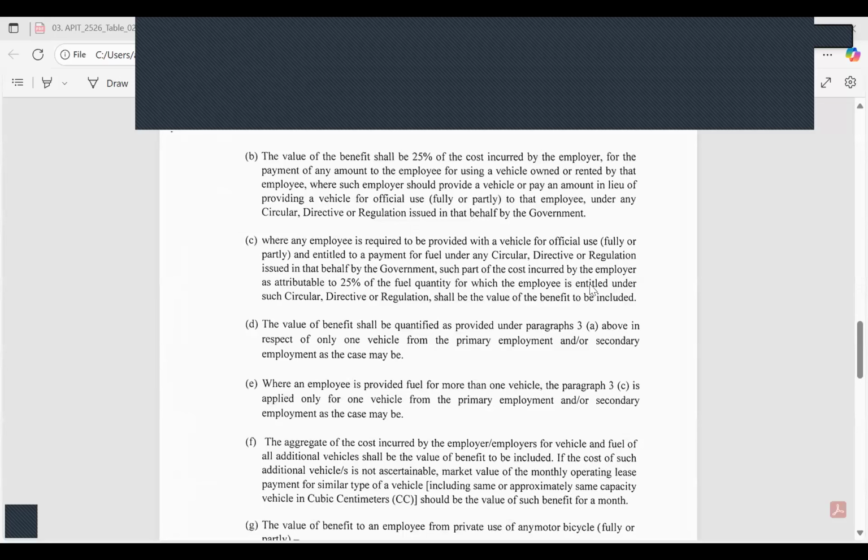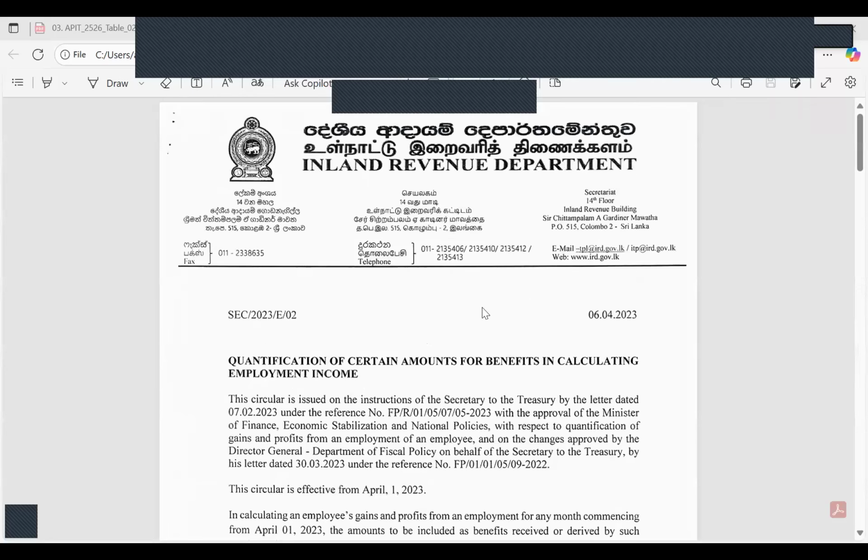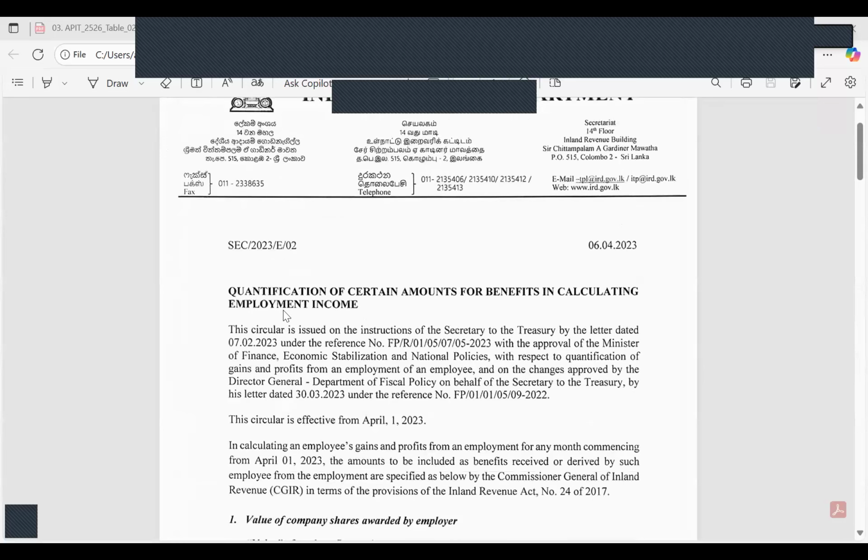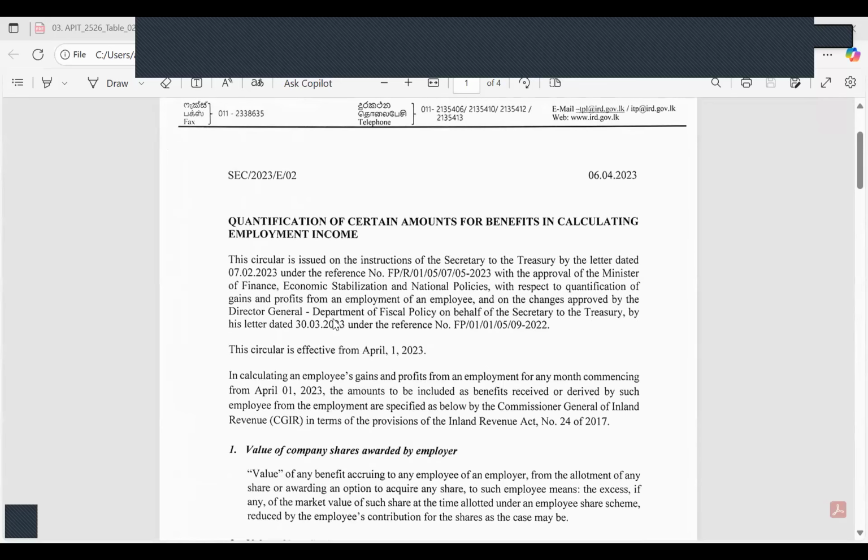Yes, this is the circular. In this circular, it says quantification of certain amounts for benefits in calculating employment income. That means we are going to quantify. Earlier we called it non-cash benefits, but now we are using the term quantification of certain amounts, because not only the non-cash benefits, cash benefits also we can quantify. That is why we have used this term.